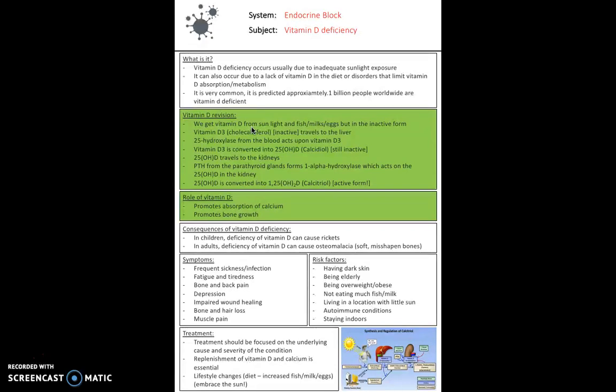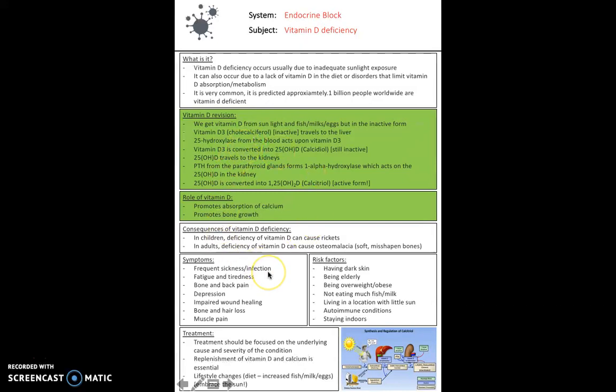It undergoes a variety of processes in order to become the active form, which is calcitriol, which is eventually formed in the kidneys. It's important to know this step and where things can go wrong to cause a vitamin D deficiency. Vitamin D deficiencies can occur as a result of the patient not getting enough vitamin D, i.e. they don't see enough sunlight, they don't have enough vitamin D in their diet.